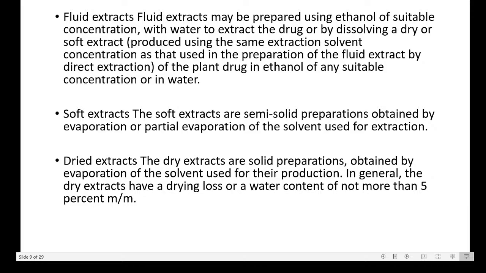And soft extraction is semi-solid. This is obtained by the evaporation and partial evaporation process. And dried extract is a solid preparation. It takes a long time to reduce the water content. More than 5% is not allowed in the material. We need to remove the whole water or solvent content from the plant. This is the dried extract.